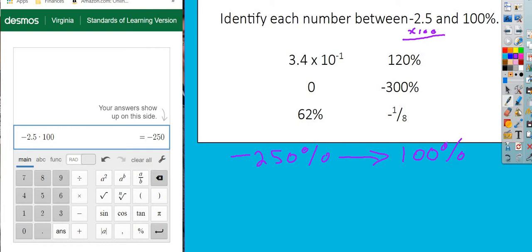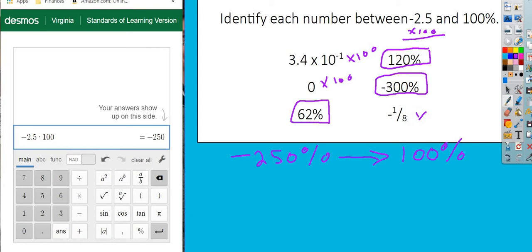100%. So I have to look at each of these that I've got listed up here, and I'm going to make everything into a percent. So if it's already got a percent sign, I can just check and see if it's in between those two numbers. So those I don't have to worry about. Everything else I'm going to multiply by 100 because multiplying it by 100 makes it a percent.